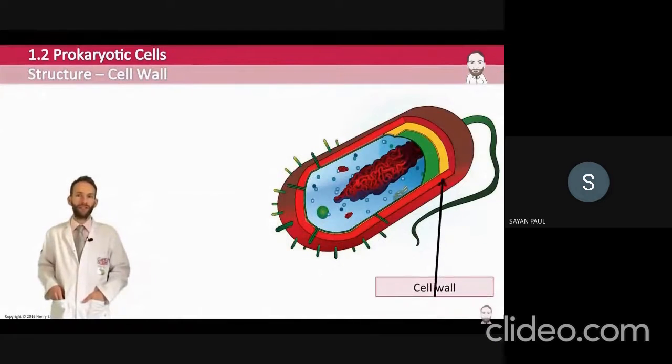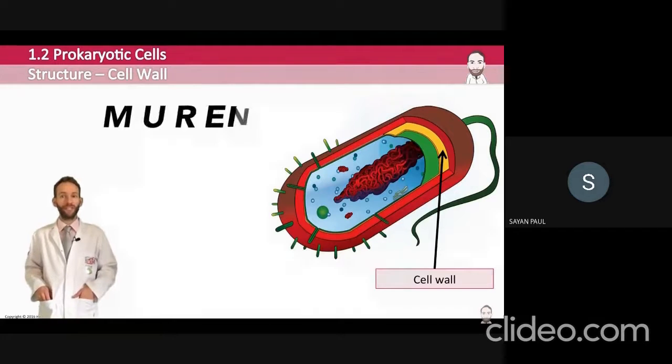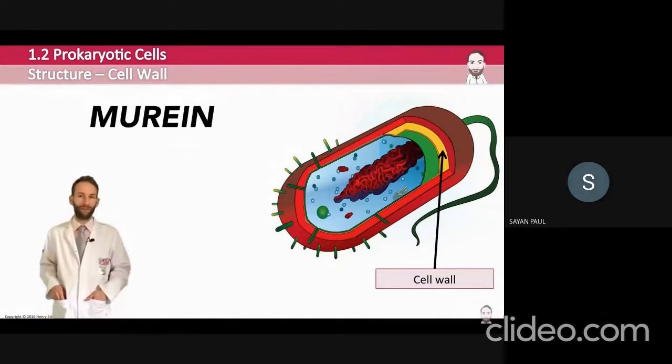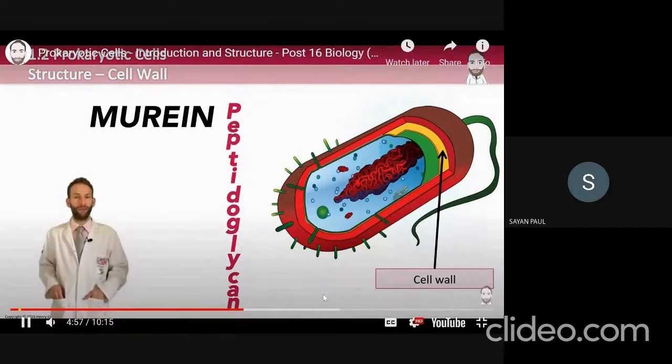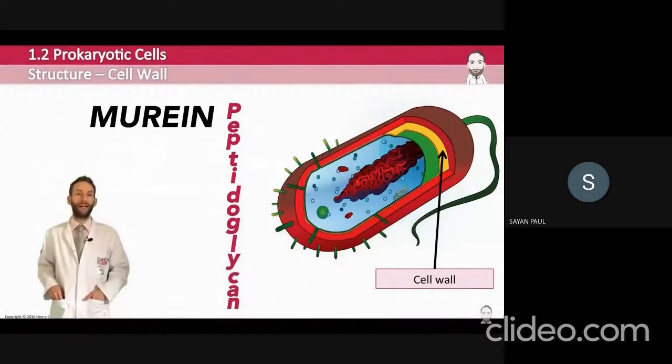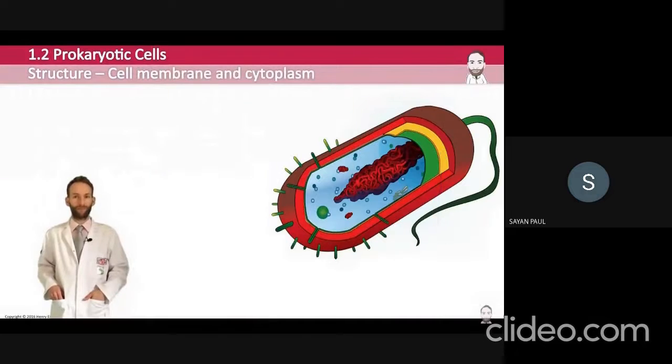So starting with the cell wall. Now the function of the cell wall is to prevent the cell from bursting, and it gives bacteria its shape. It's made of a substance called murein, which is a peptidoglycan. Now peptidoglycan is a combination of polysaccharides and proteins. There are actually two types of cell wall, and we'll be discussing them later on in this presentation.